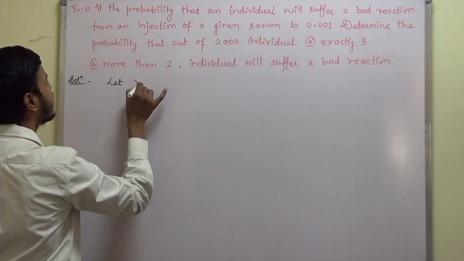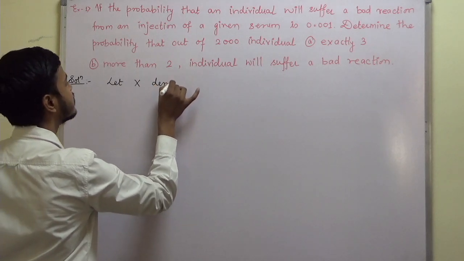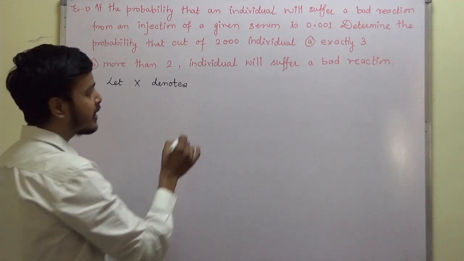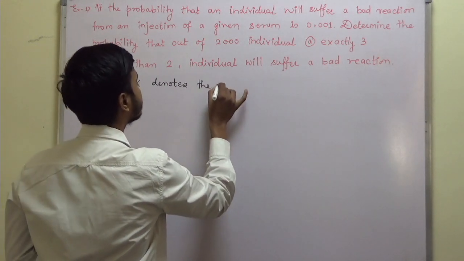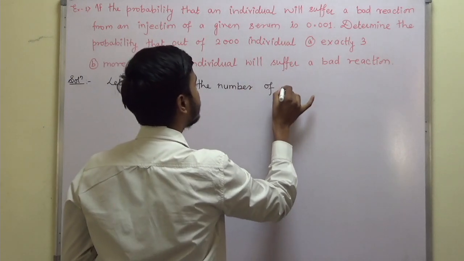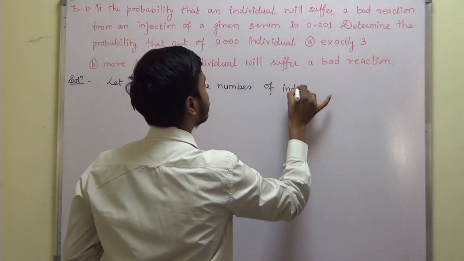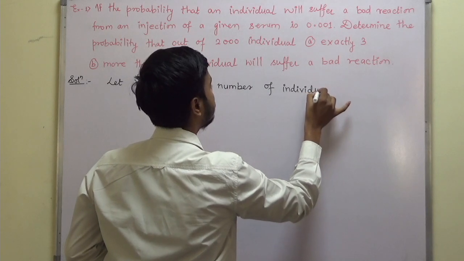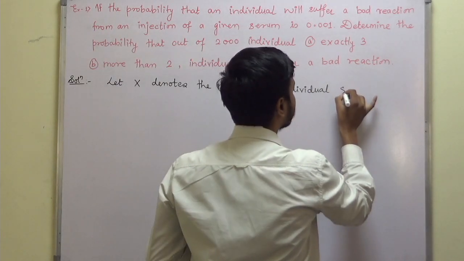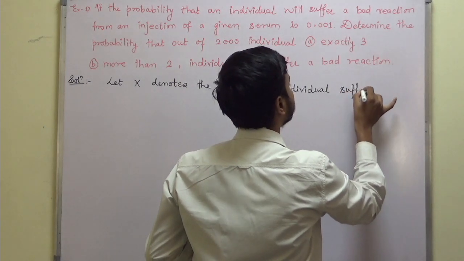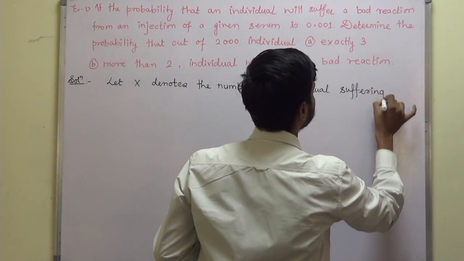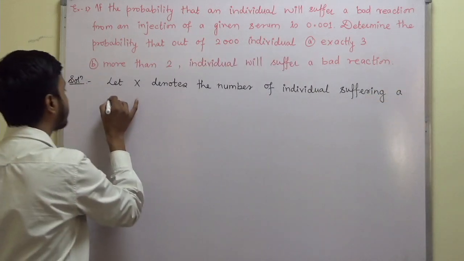Let x denote the number of individuals suffering a bad reaction.